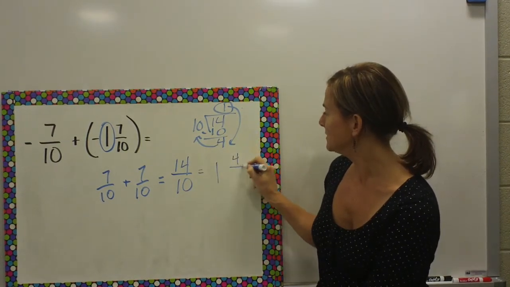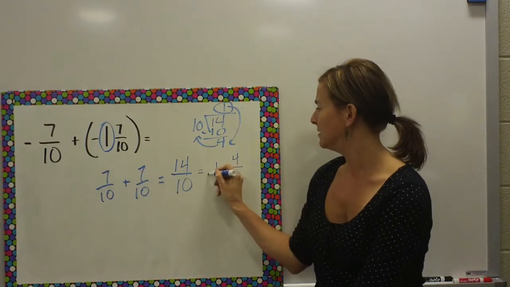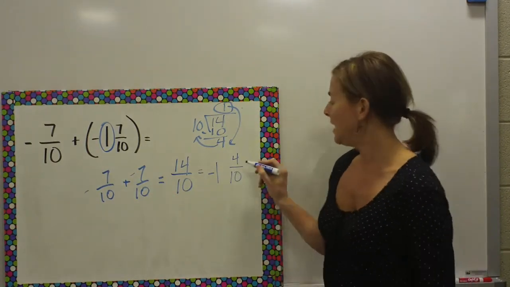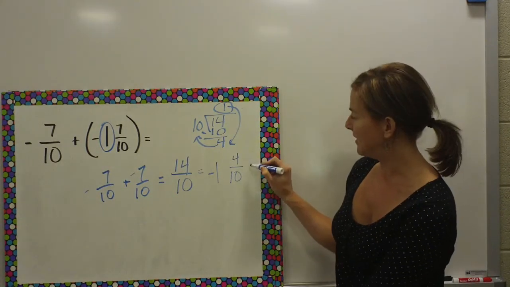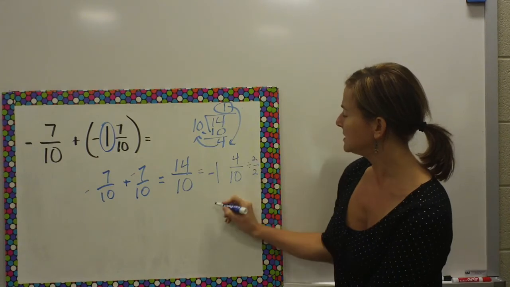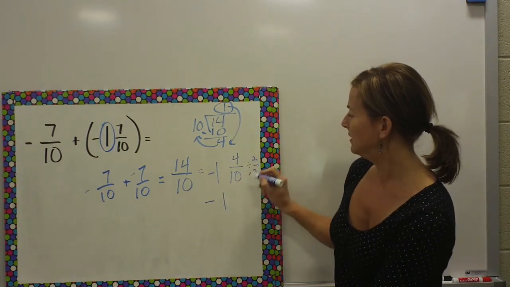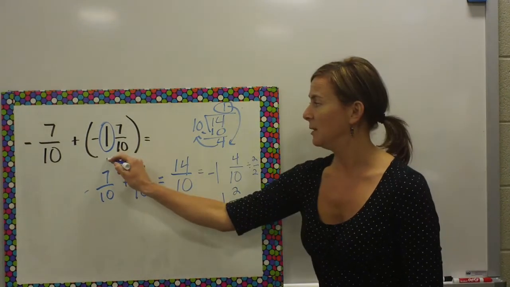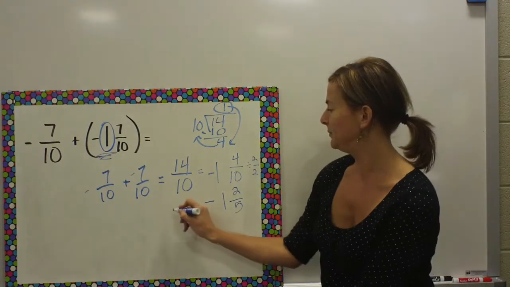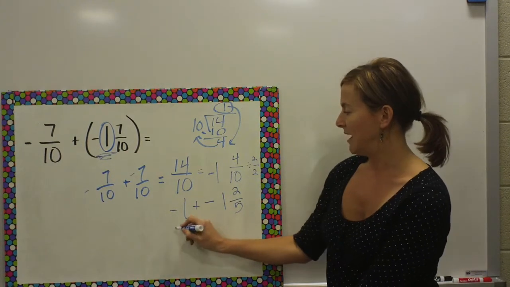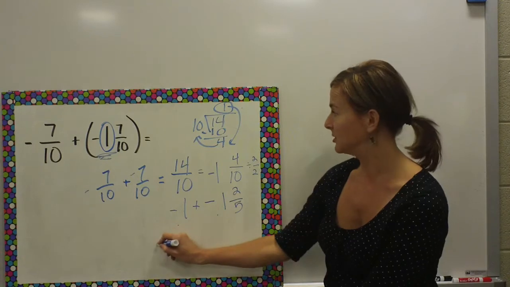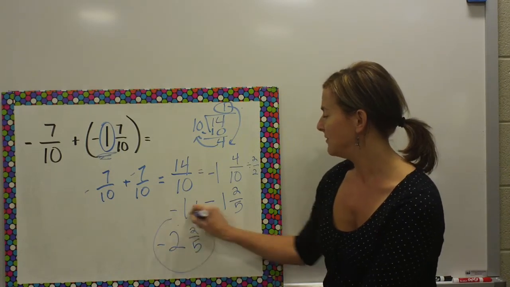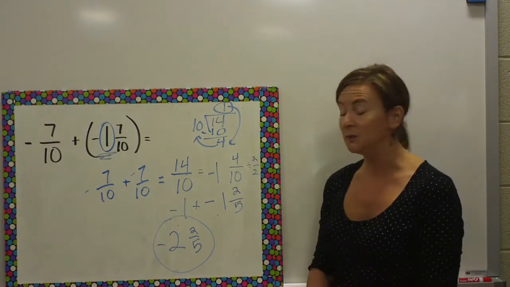1 4/10. Keeping in mind, this is negative because both of my fractions were negative. I can simplify my 4/10 by dividing by 2. So I end up with a negative 1 and 2/5. Now I want to go back up and remind myself of this negative 1 and tack that on. So I have a negative 1 and a negative 1. That's going to be a negative 2. And then I bring along my fraction. So my final answer is a negative 2 and 2/5.